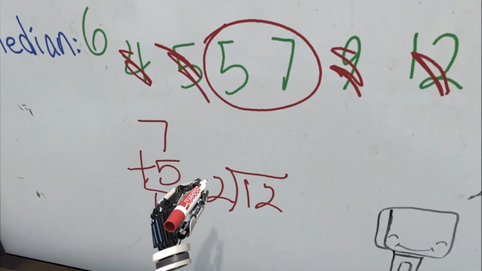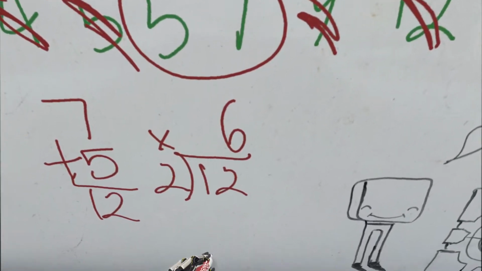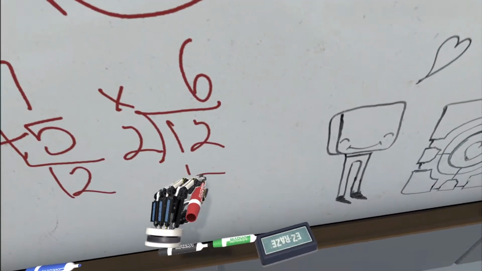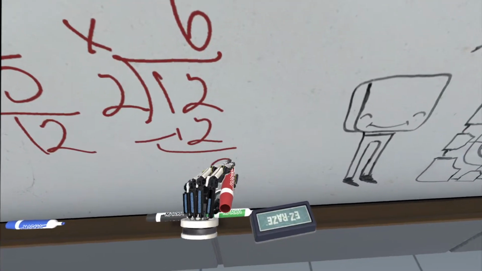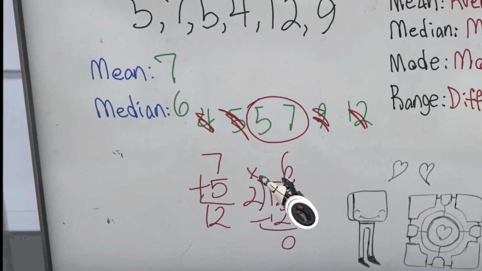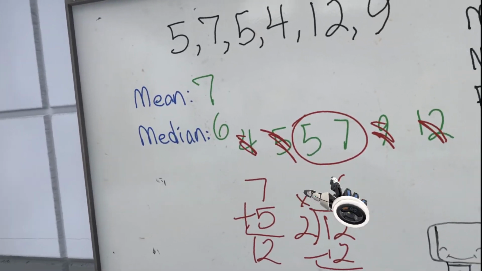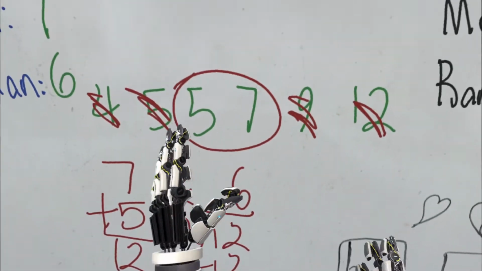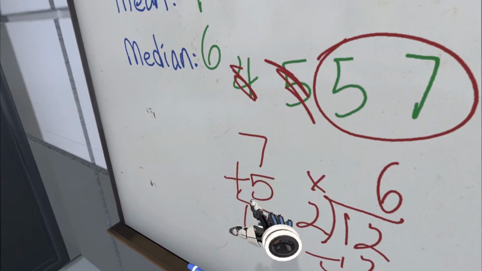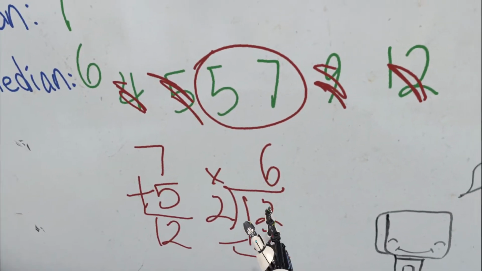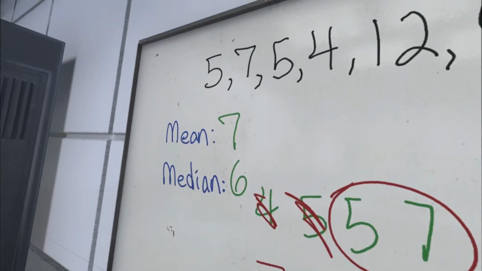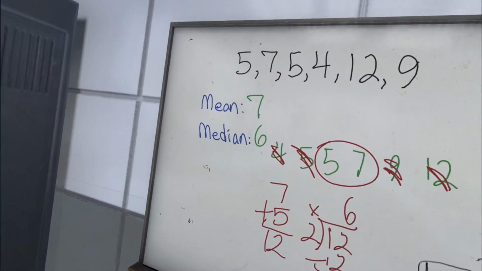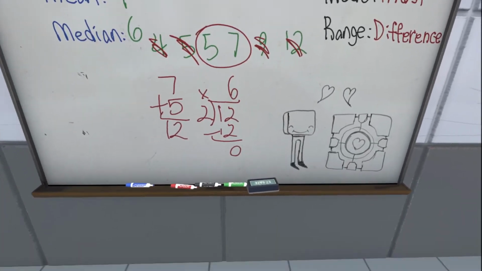How many times does 2 go into 12? 6 times. 2 times 6 is 12. And look at that. The same answer, just a different way of getting a median. So you can do the scratch-off method, or you can also, if you're left with two numbers in the middle, add them up, both of them, and divide by 2 to get your median. All right. Up next, we'll do the mode and range. Much easier to work with.